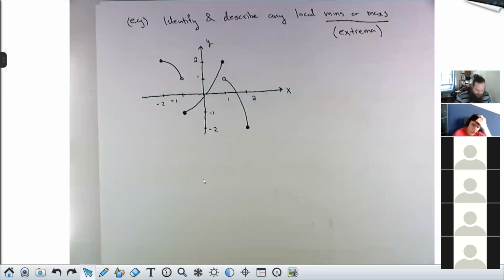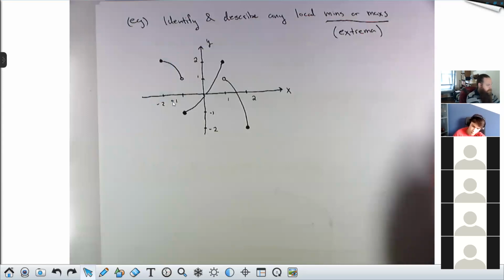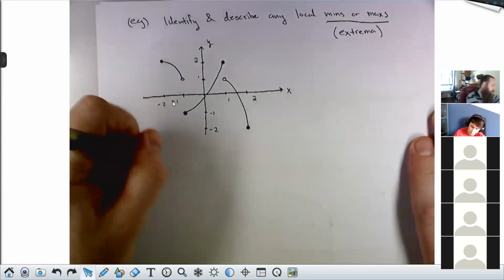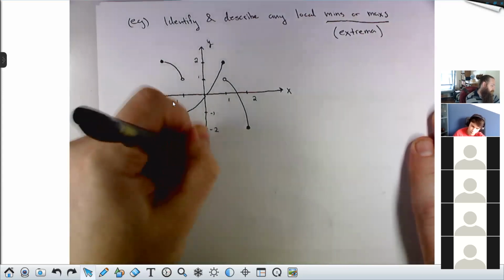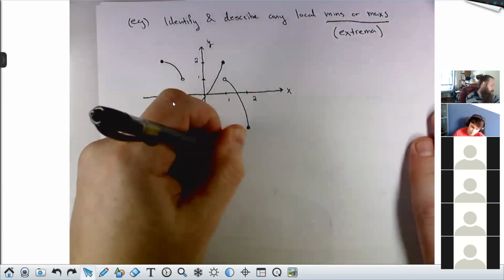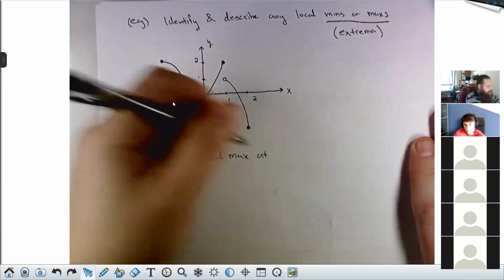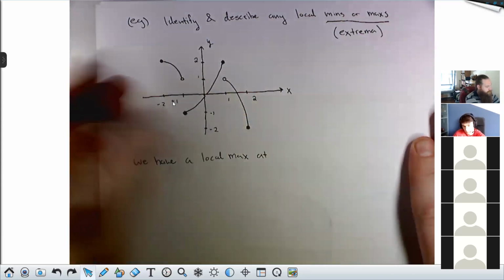-2. Very good. We do indeed have a local max at -2, even though it doesn't look like the top of a hill, because if I draw a little window around here, that is the tallest point on that graph within that window. It does satisfy the definition. f of -2 is bigger than any of the other y values on the graph nearby. So we have a local max at x equals -2.